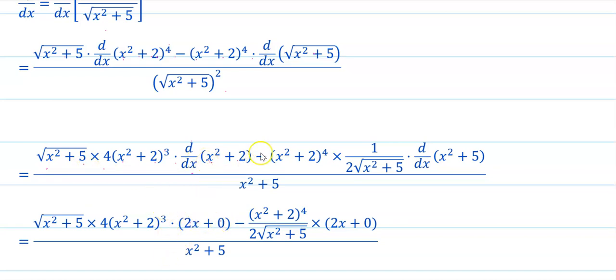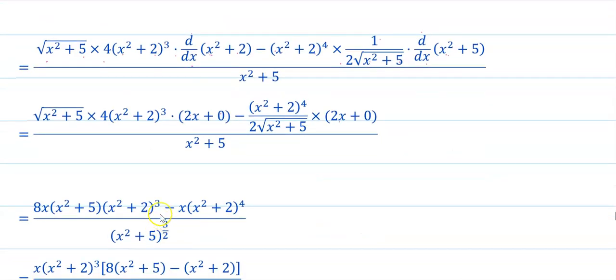Now the first part ends here. Minus (x square plus 2) raised to 4 into d/dx of root of x square plus 5. What about the derivative of root x? It is 1 upon 2 times root x. Similarly here, 1 upon 2 times root of x square plus 5, again composite with x square plus 5, and hence d/dx of x square plus 5. What about the derivative of x square? It is 2x. The derivative of 5 is 0.